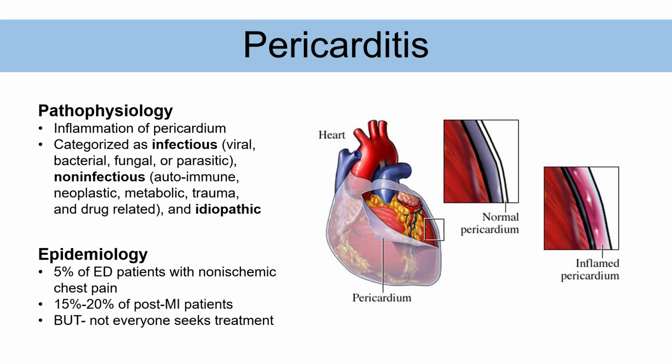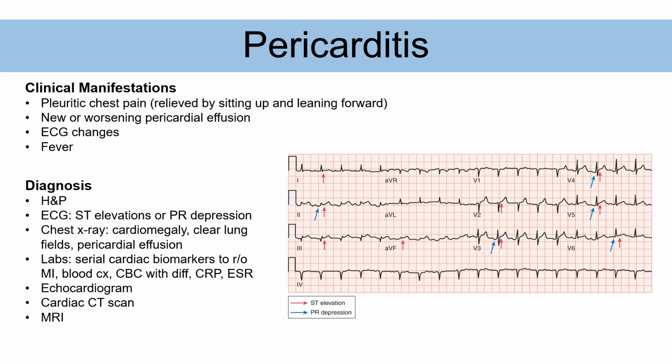Next is pericarditis. So we're looking at the pericardium. It's inflamed. It could be infected by a virus, bacteria, fungus, or parasite. It could also be something like autoimmune or trauma related, or sometimes we don't know why it happens, it just happens. A lot of people have this, but they don't always seek help, so the statistics aren't accurate.